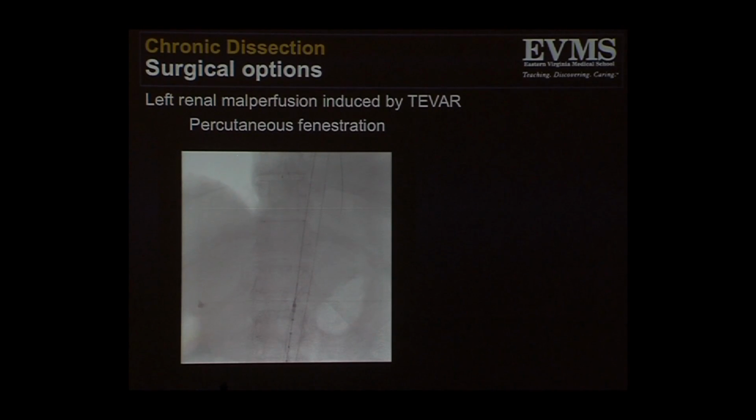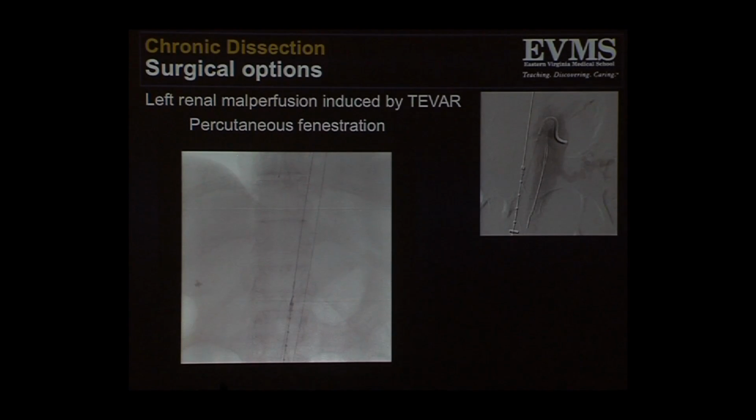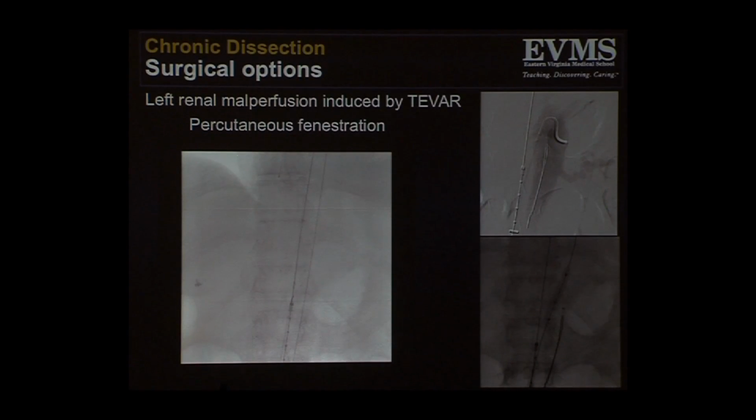And this is essential to know, that technique, when you do a TVAR for chronic dissection, because that TVAR will induce in some patients the malperfusion of the kidney. And that patient was then treated.